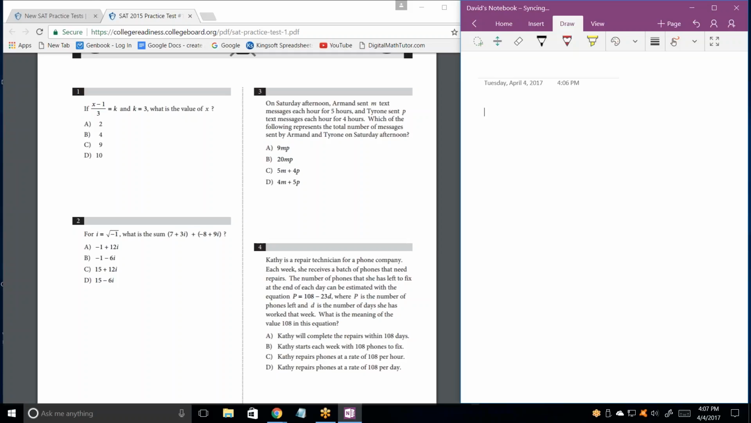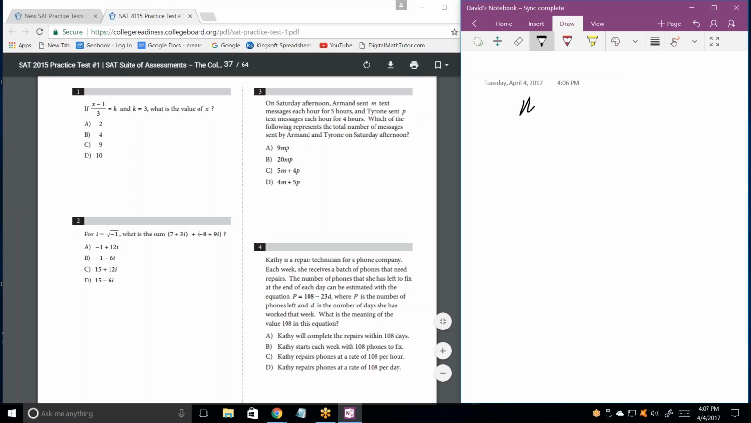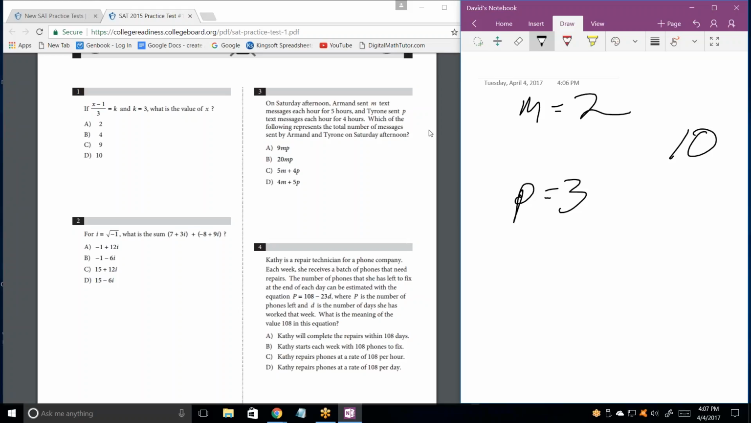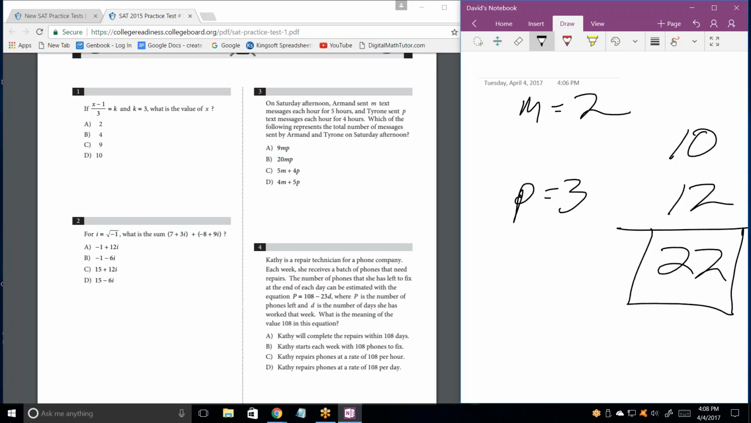This method is called picking numbers and then back checking. Let me show you how it works with this one. I'm going to pick an M of 2. How many messages did Armand send? 2 text messages each hour, 10. And I'm going to put a P of 3. How many did Tyrone send? Tyrone sent 12. Notice that by picking numbers, we can easily figure out what the right answer is supposed to be.